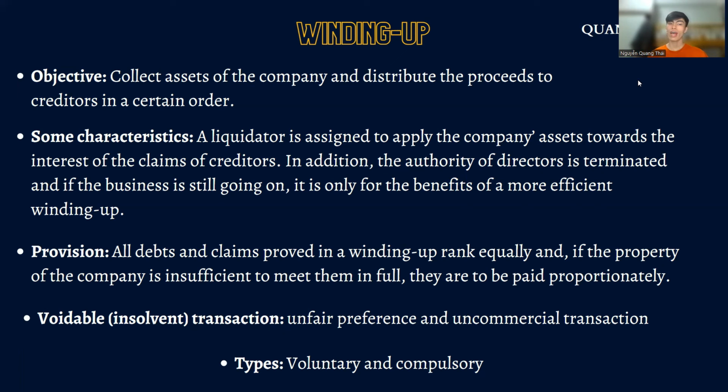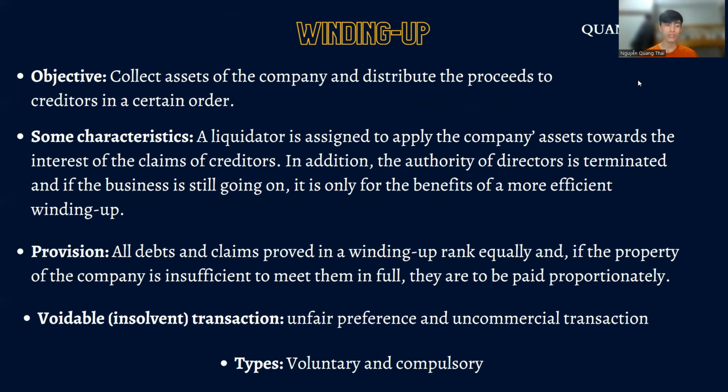And there is also a type of transaction called a voidable or insolvent transaction. There are two characteristics to define a voidable transaction. The first one is unfair preference, which means that if the transaction makes unsecured creditors, the ones who lend the company money without having the company collateralize its assets, receive more, it is called a voidable transaction.